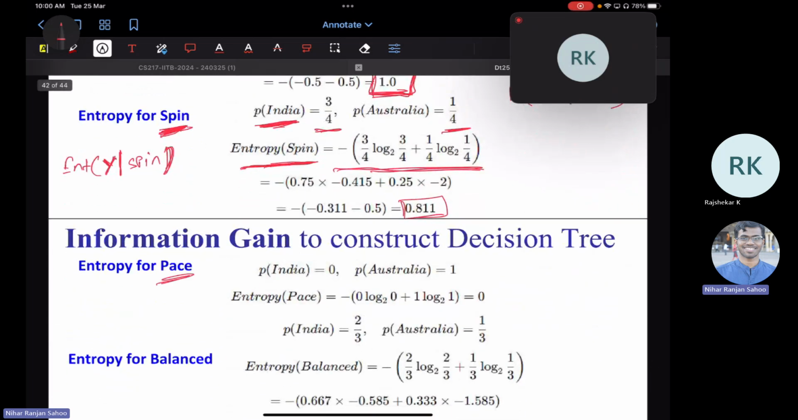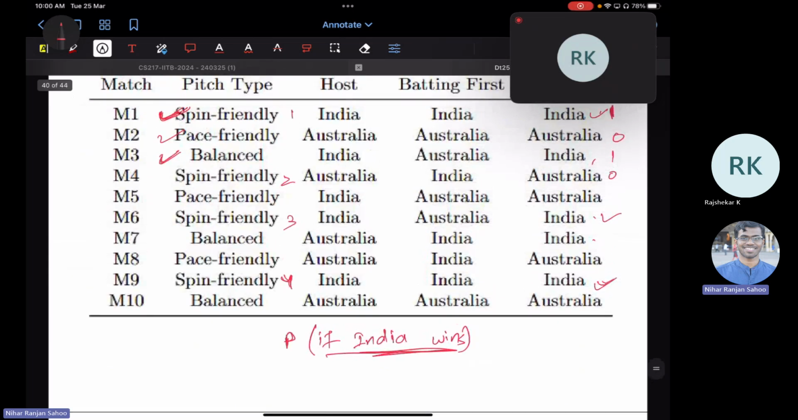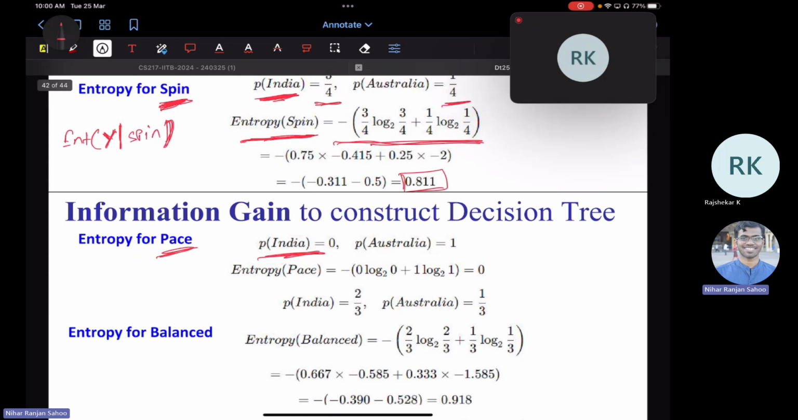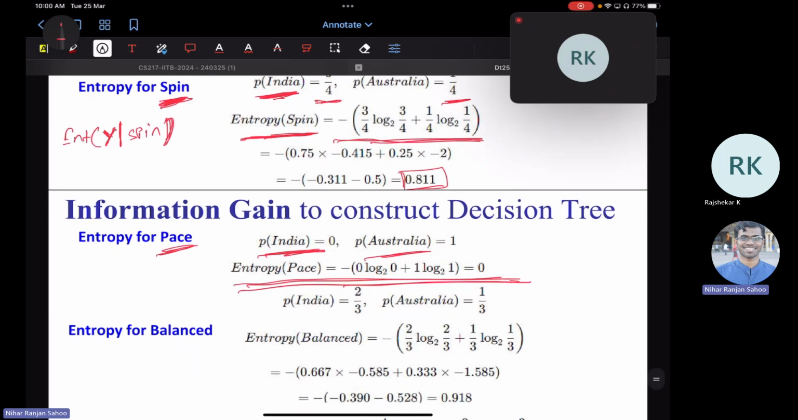Again, for the pace friendly pitch, you have to see how many times the pace friendly pitch was there. 4 times, I think, and out of that Australia won every time, right? So then what will be the entropy? Again, this is conditional probability: India winning given pace friendly pitch, Australia winning given pace friendly pitch. This is 0, 1. Then the entropy of pace friendly pitch will be 0, right? If you put all the values, you will get 0 here.